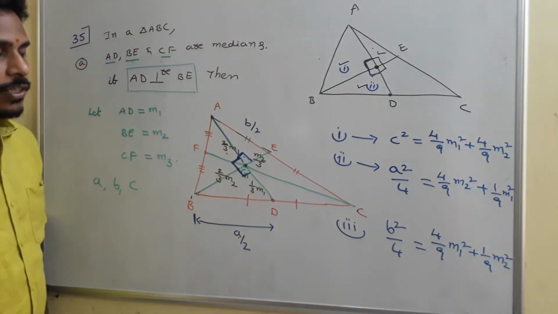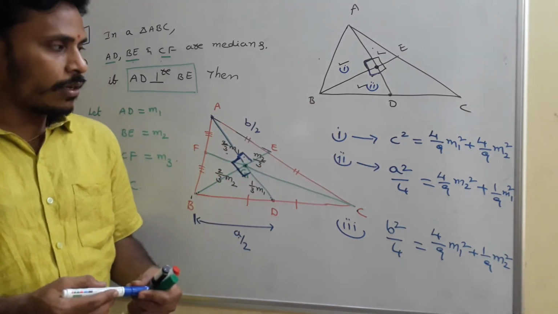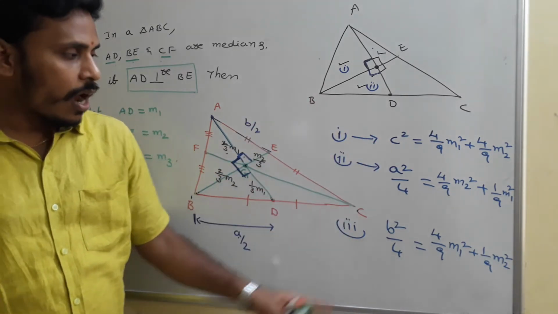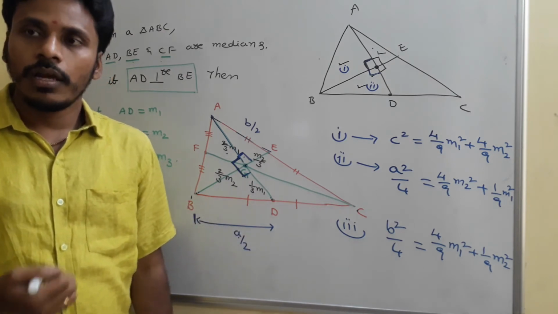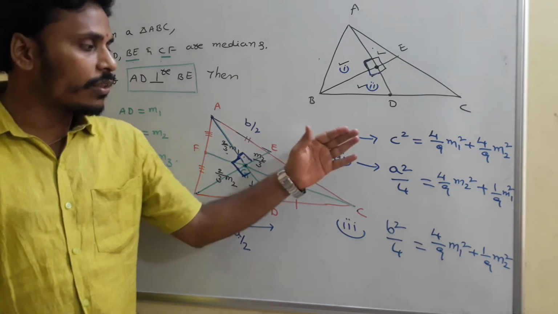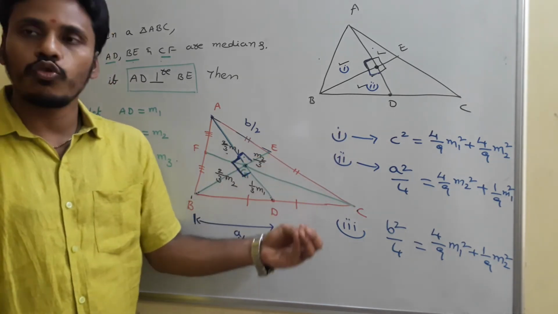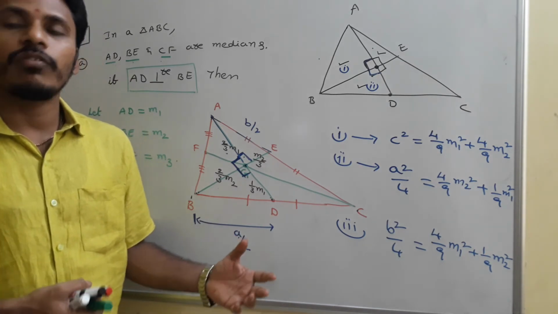So at the end we have this. From the first triangle, if you apply Pythagoras theorem, this is the result. From the second triangle, this is the result. And from the third triangle, this is the result. Now you try to simplify and establish a relation between A, B and C. These are the relations between m1, m2, A, B, C and everything. Whenever needed, we will use them also.